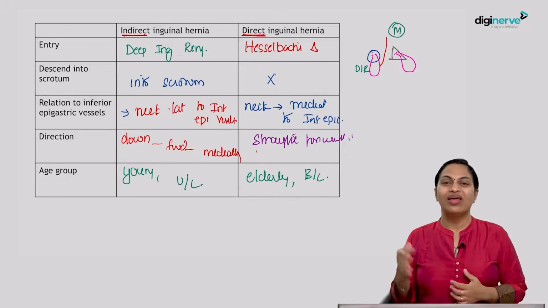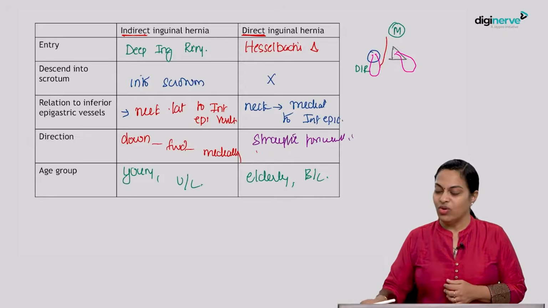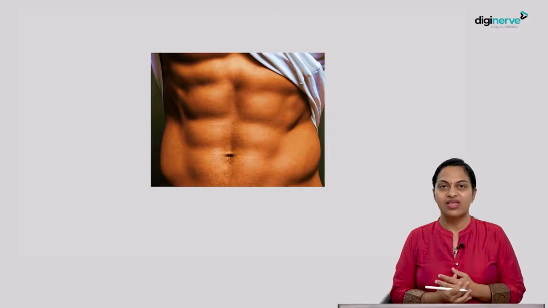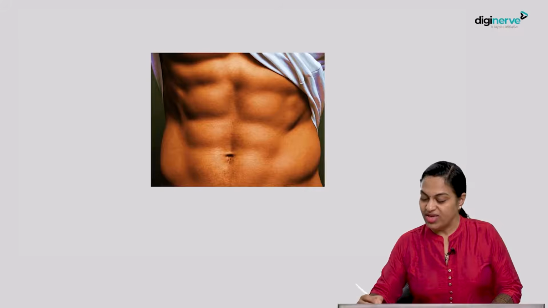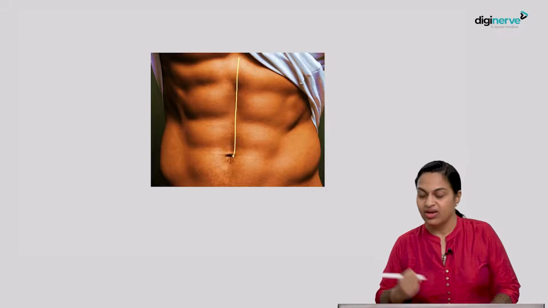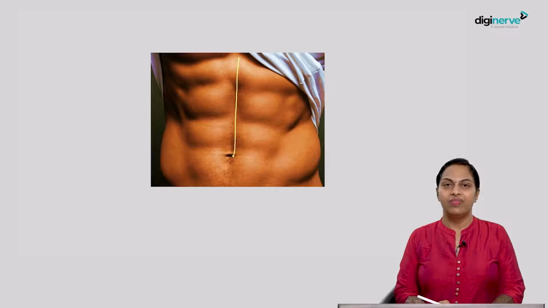So that was all about inguinal canal. Now moving on to the last topic in this session, it's about the rectus sheath. Yes, so you can see here, this is the midline, the linea alba, isn't it?